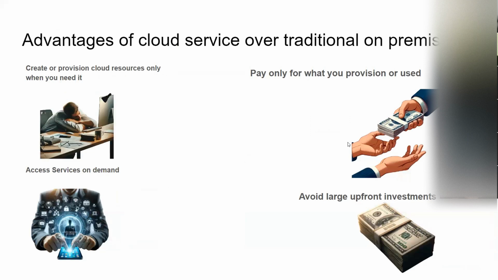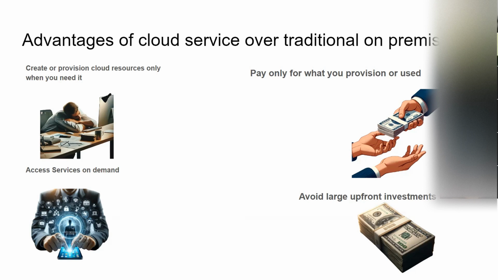So now, what are the advantages of cloud services over traditional on-premises? If you don't understand what on-prem is, it's when you have your own data center in your own physical location and you manage it by yourself. You are the one that buys all the servers. You are the one that does the configuration, the networking. You are responsible for everything. That is what they refer to as on-prem or on-premises.